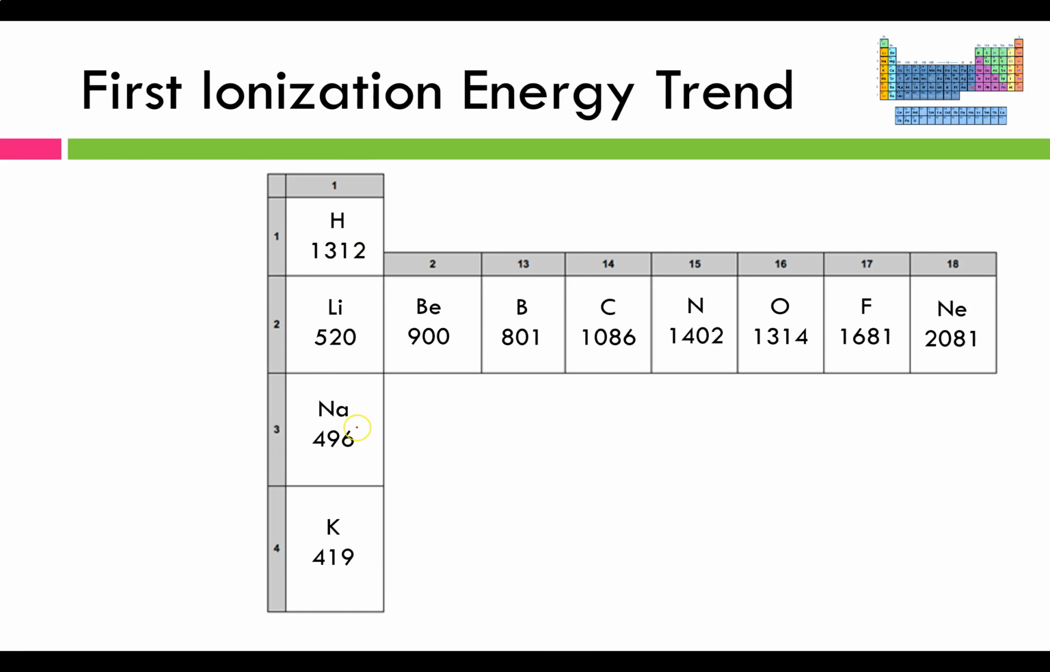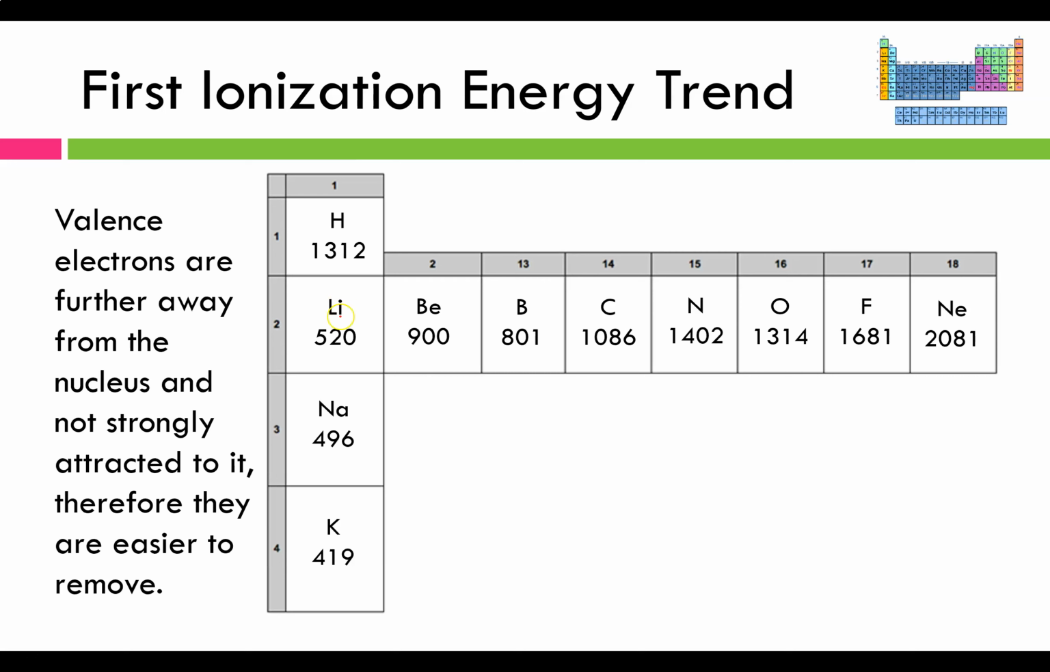So as we go from the top to the bottom of a group, we see first ionization energy decreasing. And that's the energy required to remove the outermost electron. Why is it easier to remove an electron from, let's say, potassium than it is lithium? Think about the size of those atoms.